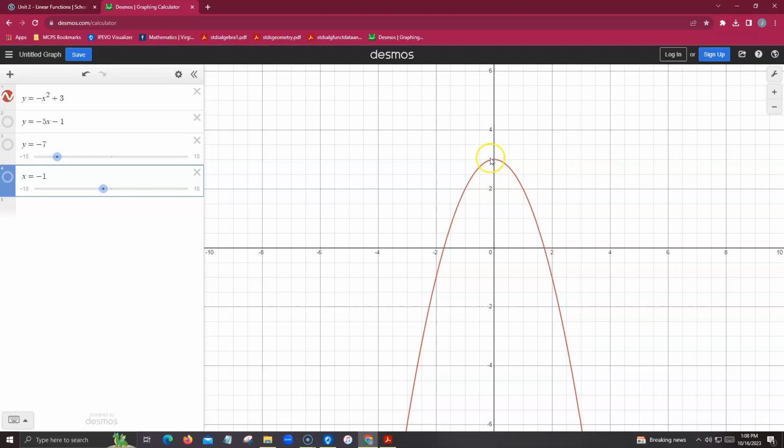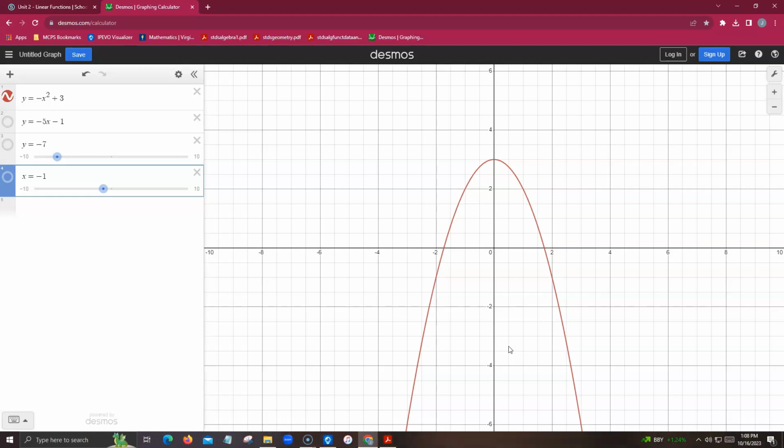So that means the y's go from 3 and get smaller. So that means our range is going to be negative infinity to 3. Sorry, that should be parentheses because we're talking about negative infinity to 3. And will this pass the vertical line test?